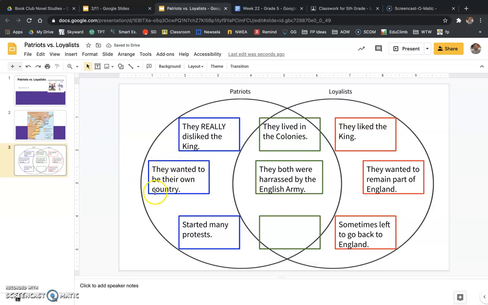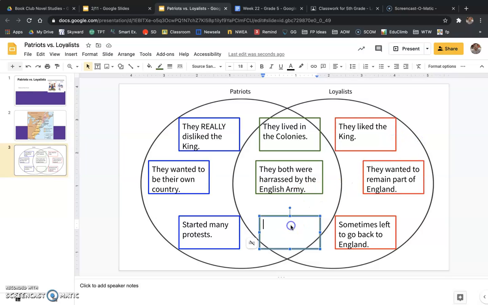They wanted to be their own country. The English army did not like that. They started a lot of protests. The English army didn't like that. But even this loyalist group over here, who liked the king, they wanted to be part of England, still got harassed by the English army. The English army was not good to them. They were still very mean. They were abusive at times. They just really abused their power in the colonies. And that really made a lot of people pretty mad on both sides, but the Loyalists still wanted to be part of England, still liked the king.